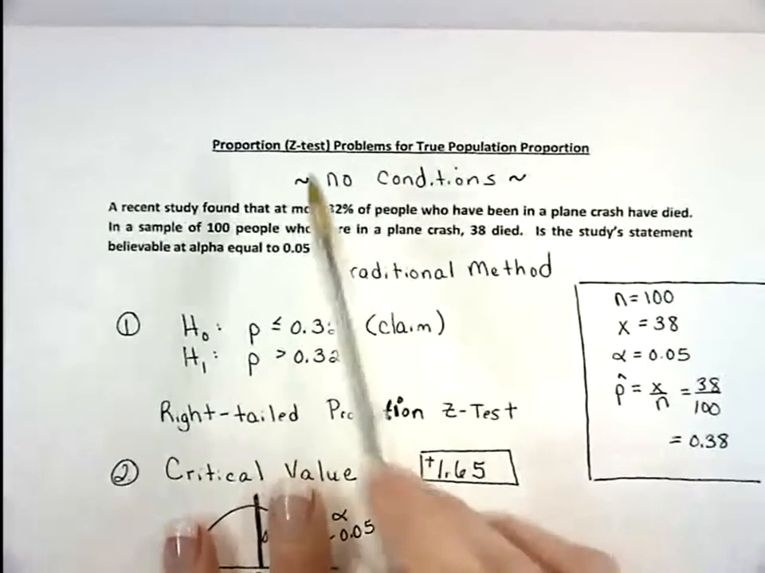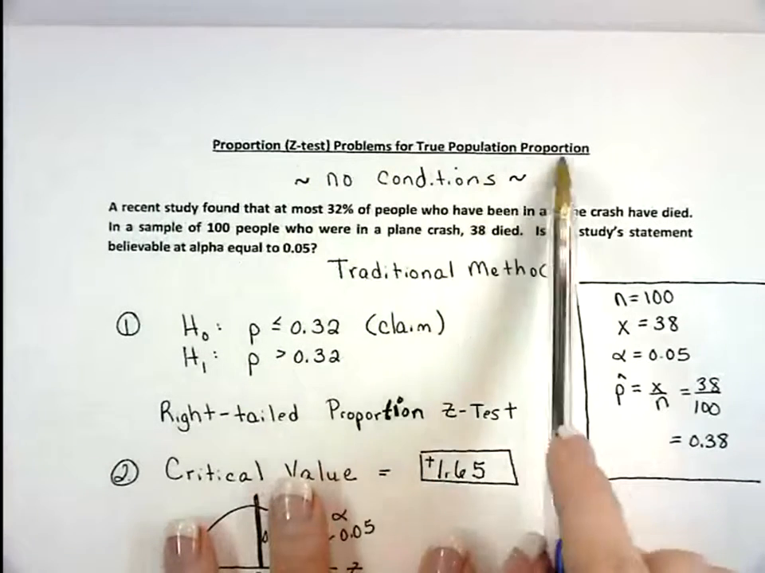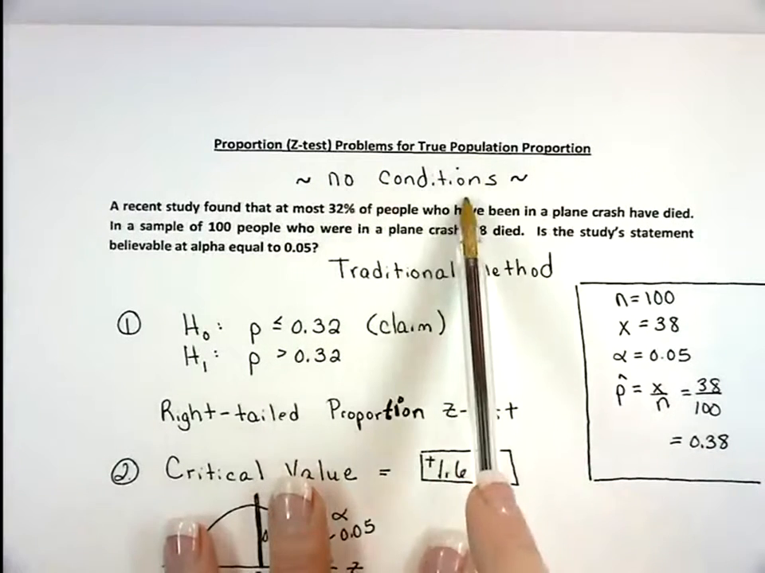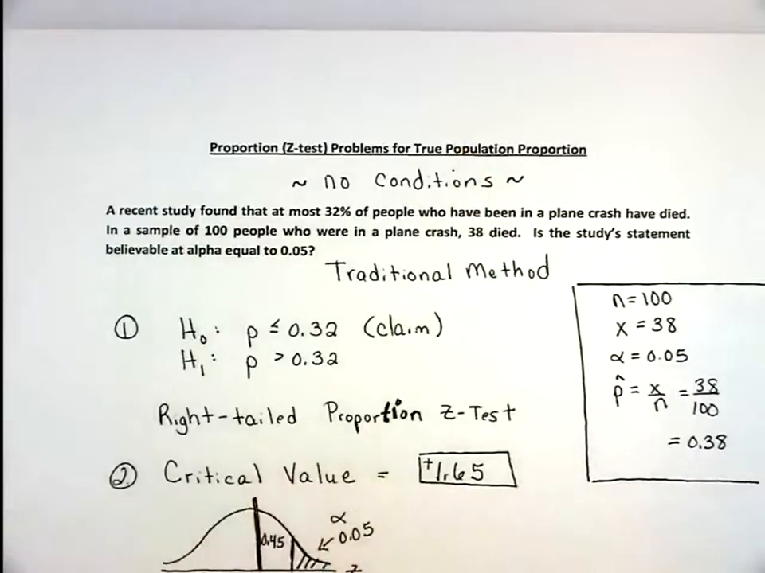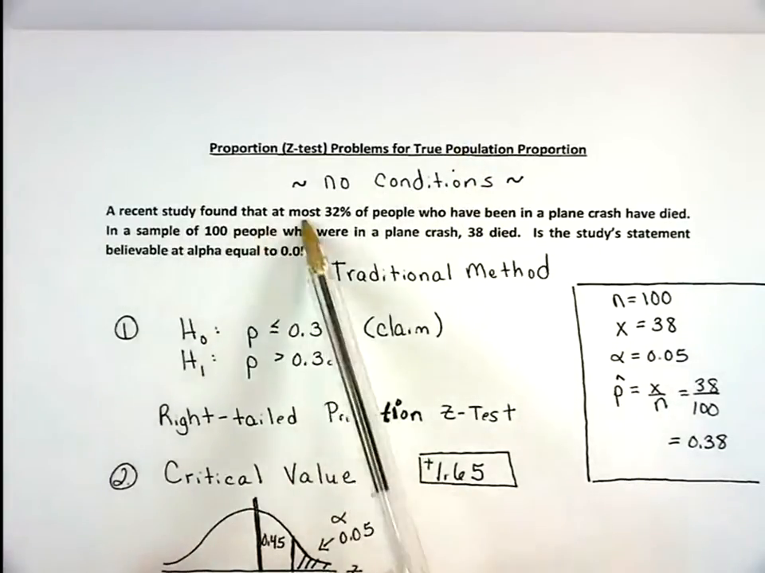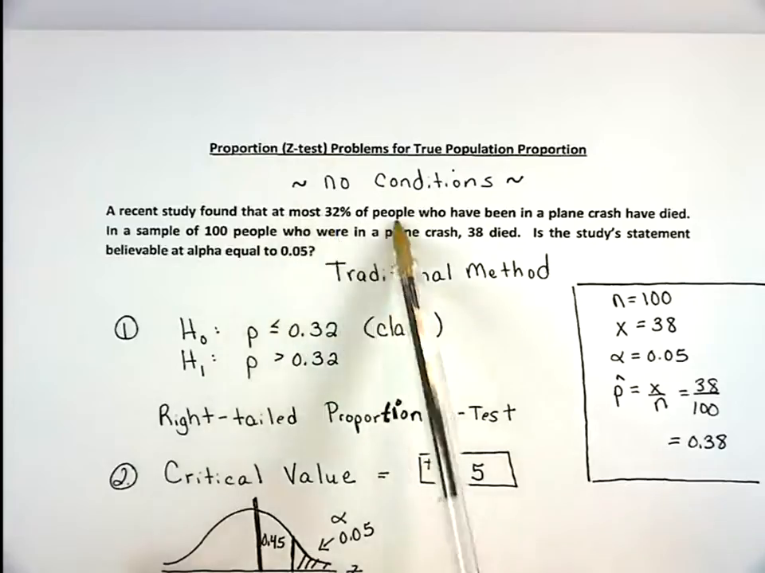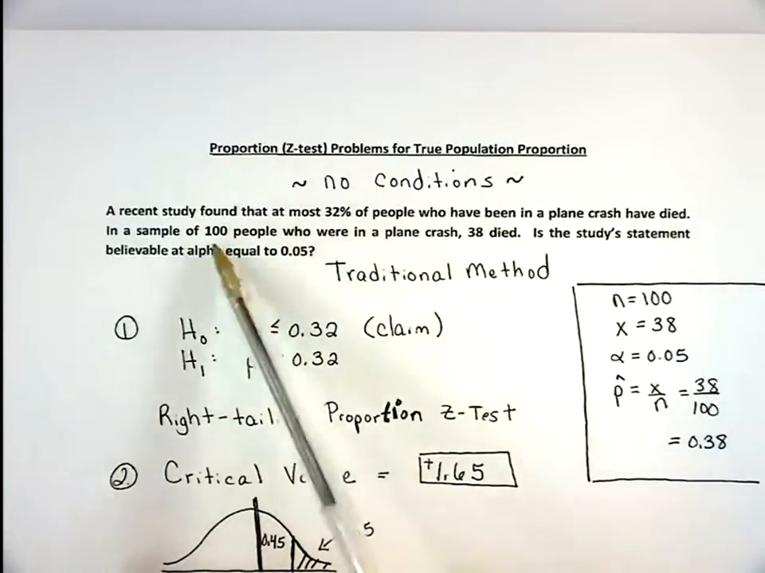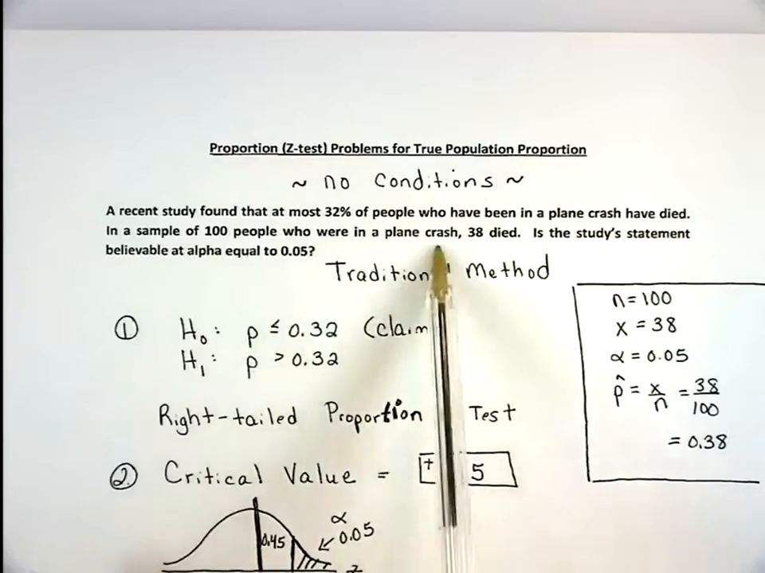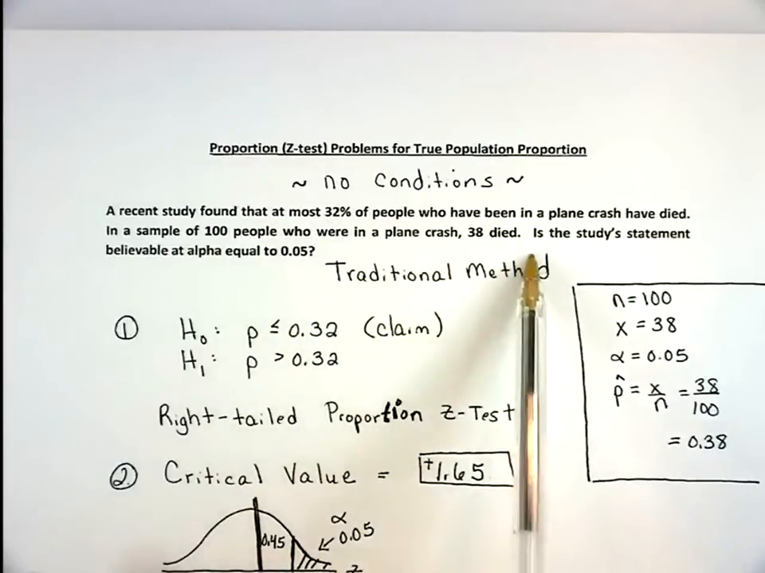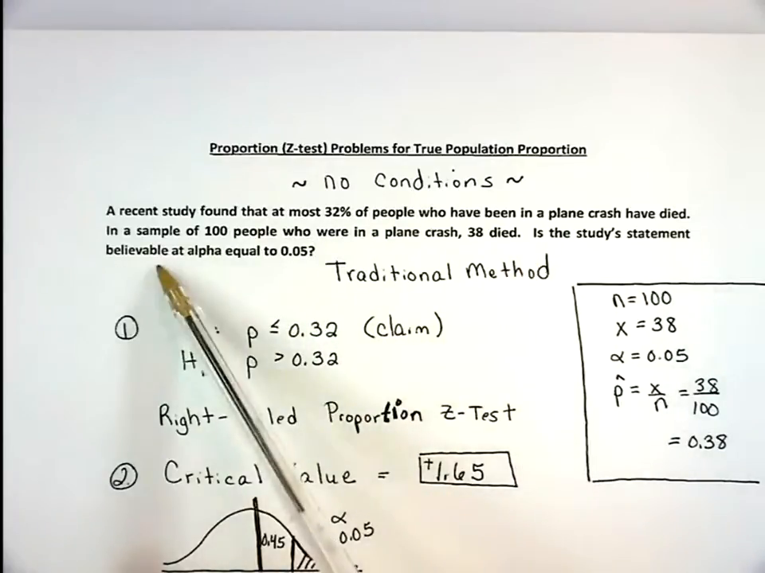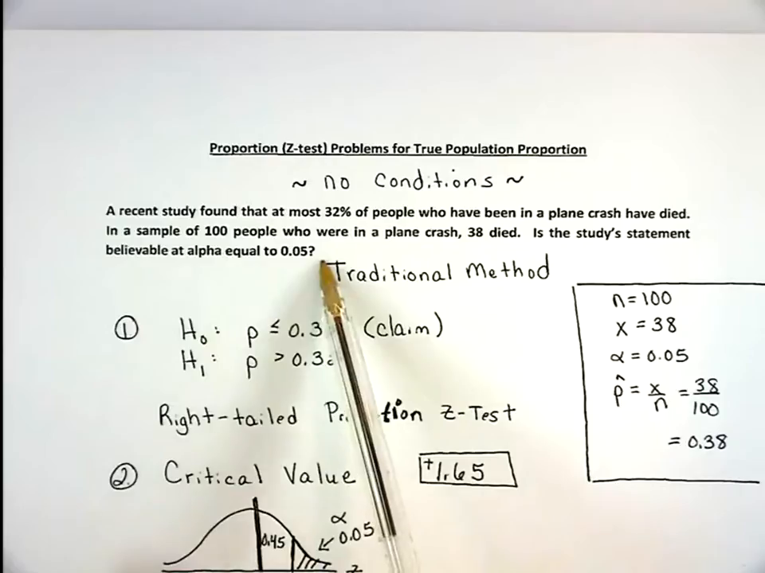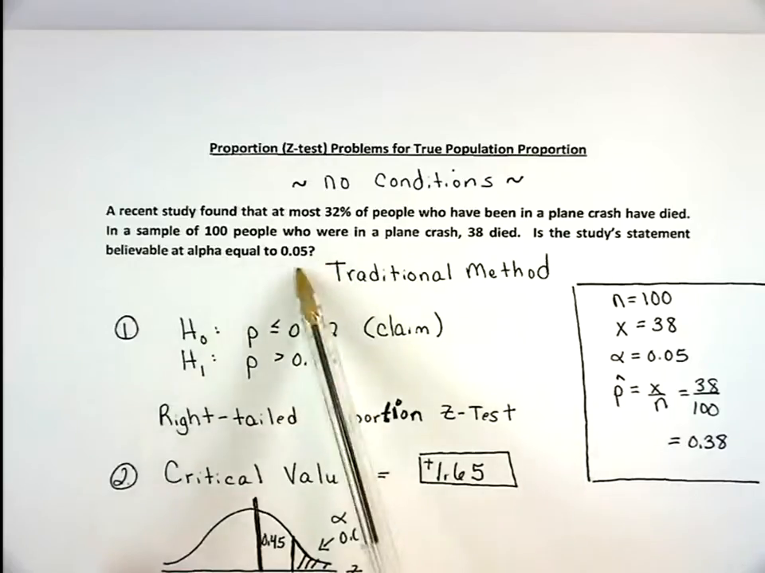Remember, for a proportion z-test for true population proportion, there are no conditions to meet. You just have to know that it is proportion. A recent study found that at most 32% of people who have been in a plane crash have died. In a sample of 100 people who were in a plane crash, 38 died. Is the study statement believable at alpha equals 0.05? So the level of significance, or alpha, is 5%.